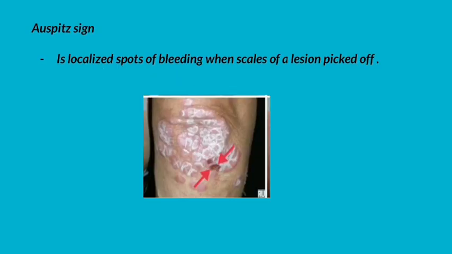What is Auspitz sign? Auspitz sign is localized spots of bleeding when the scales of a lesion are picked off.